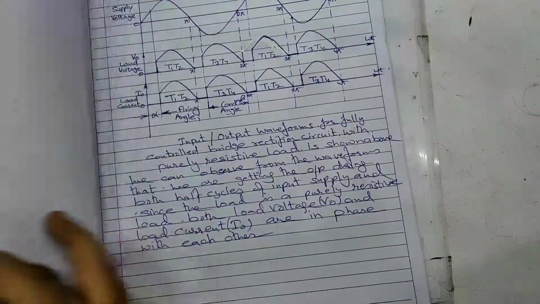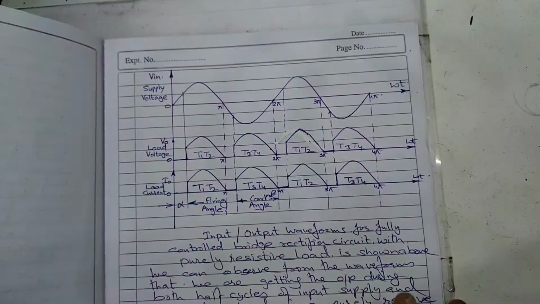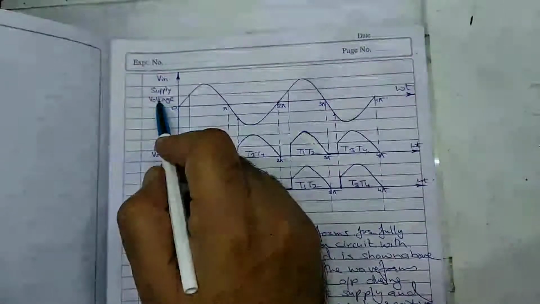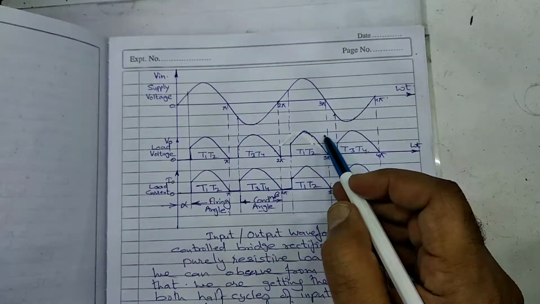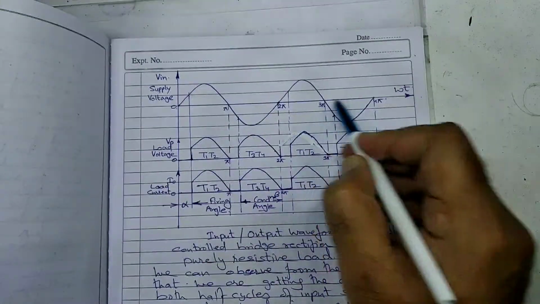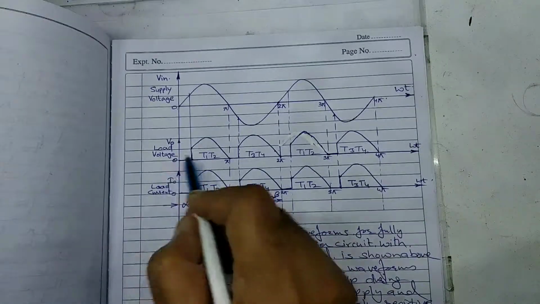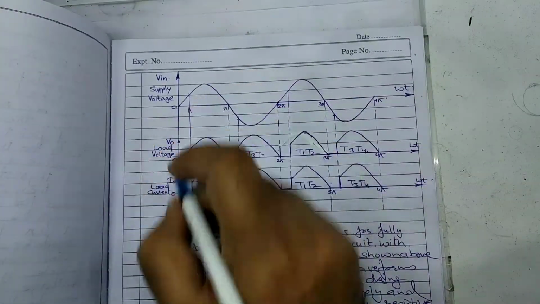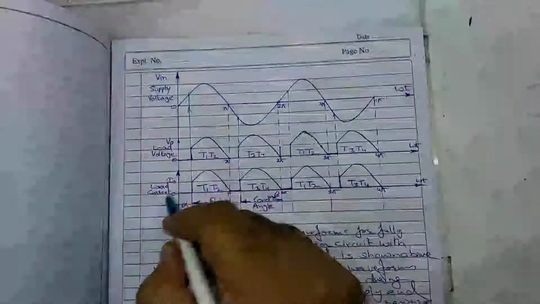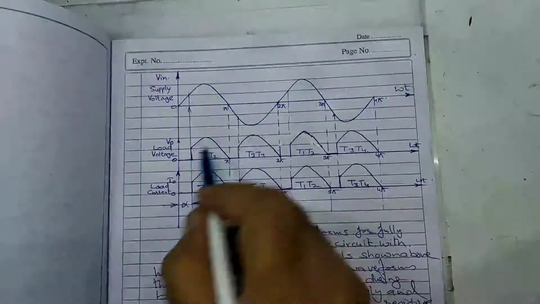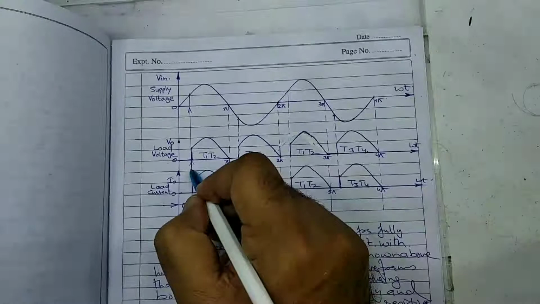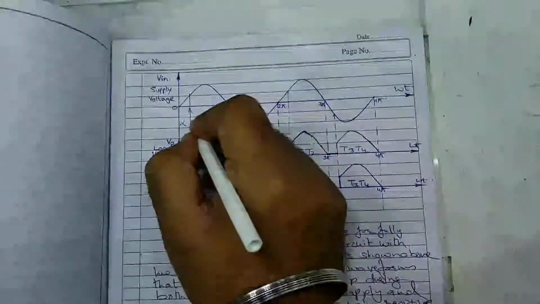Now let us see the input and output waveforms. Here, the upper one is called V in, or the supply voltage. That is an AC supply. This is 0, pi, 2 pi, 3 pi and 4 pi. Now this is the load voltage. At this particular instant, we get a gate pulse on the gate of thyristors T1 and T2, which are forward biased. So they switch on at this particular instant. This is called the firing angle alpha.